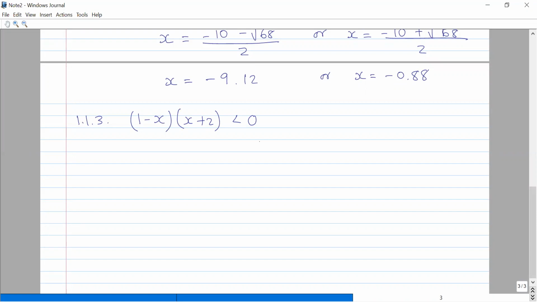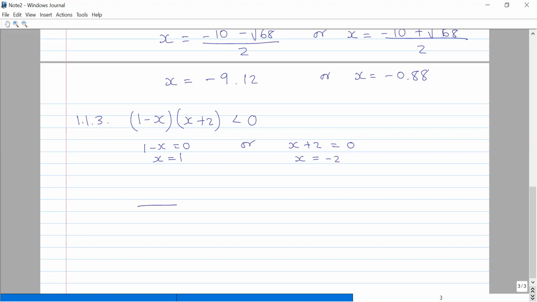So there's a way that you need to do this. So the first thing, you need to find the critical point. So your critical point, you just say 1 minus x is equal to 0, or x plus 2 is equal to 0. So we have to solve for x. X is equal to 1. I just took this negative x to the other side. Then I say x is equal to 1. Then I solve for this one as well. I took the plus 2 to become minus 2.